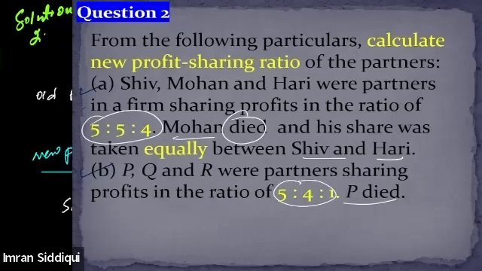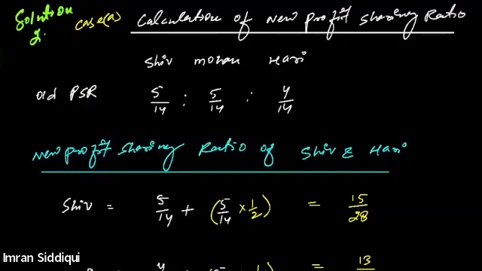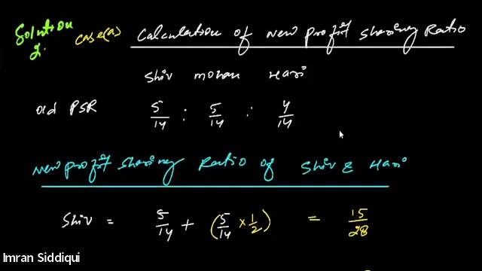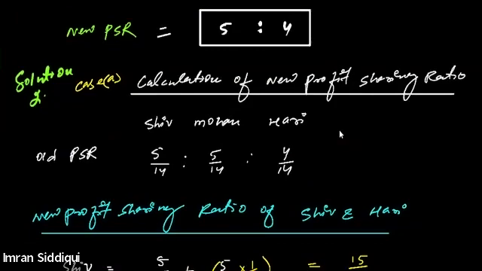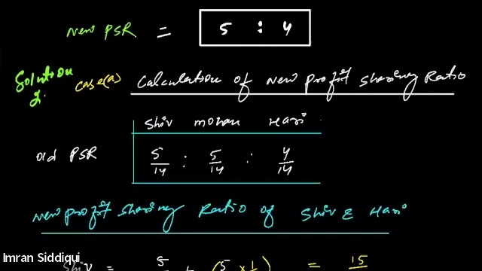Anyways, let me show you. First of all, this is how we will calculate it. So for case A, we will write the calculation of new profit sharing ratio. Currently, the old profit sharing ratio of all the partners, Shiv, Mohan, and Hari, is given. The profit sharing ratio is 5/14, 5/14, and 4/14. That's right, everybody? Everybody is able to understand this? Yes, sir. This is the old PSR.